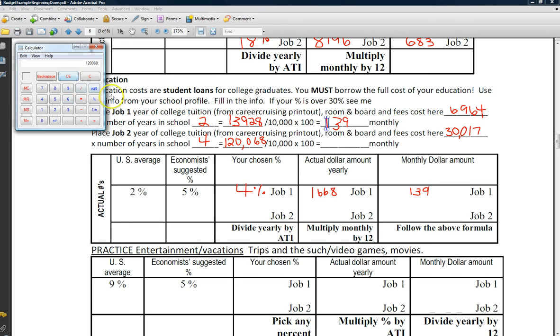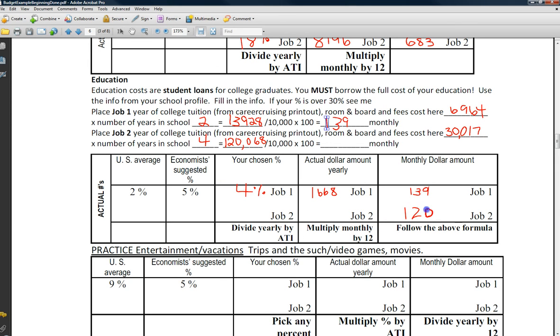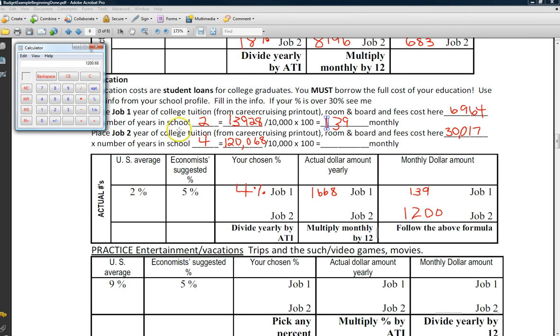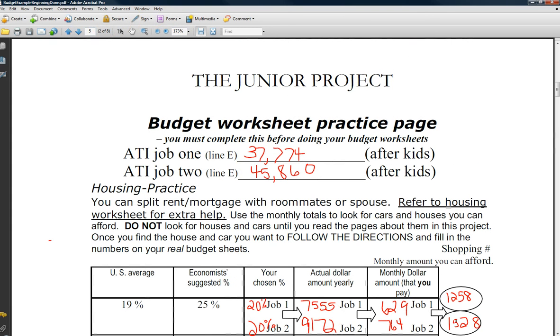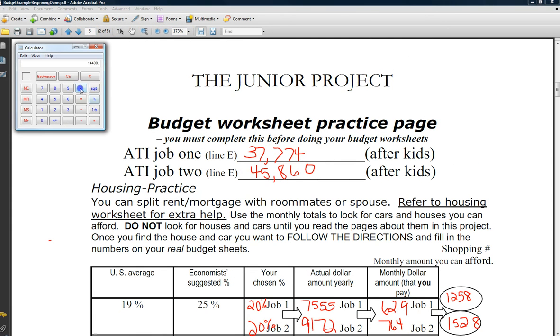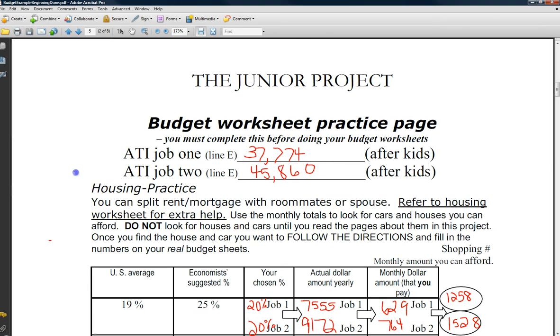All right, I am going to divide it by 10,000 and then multiply it by 100. So my student loan payments are going to be $1,200 a month. Okay, so 1,200 times 12 is 14,400. I have to go back up and look at my ATI, so I'm going to divide that by 45,860. Okay, so 31% of my income would be going to my education.